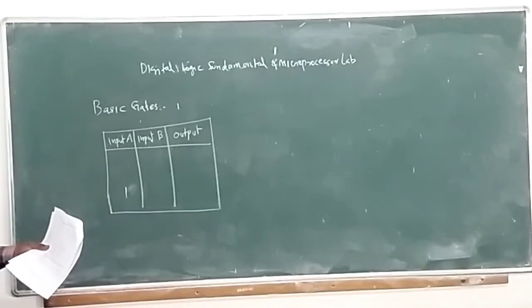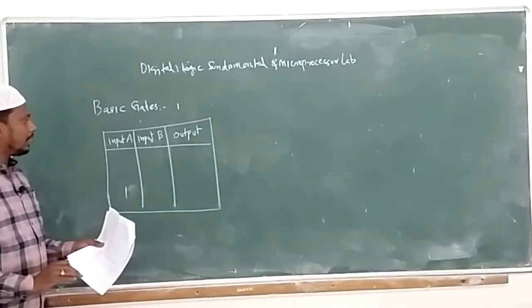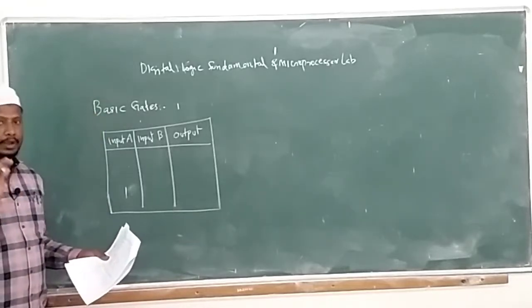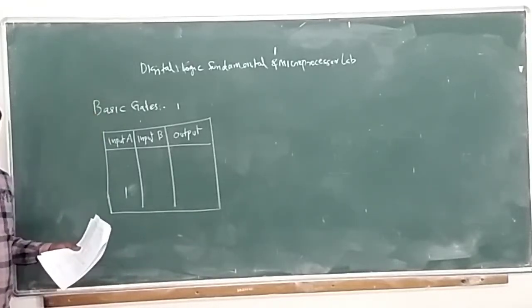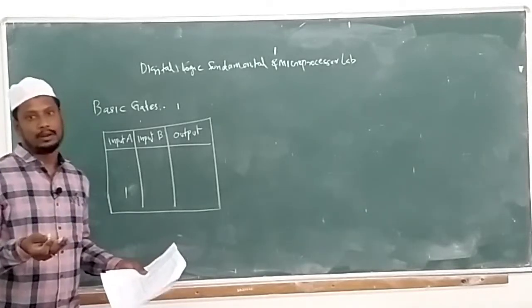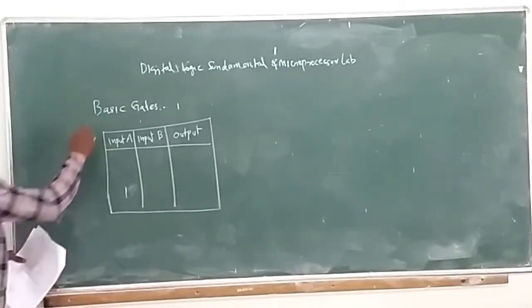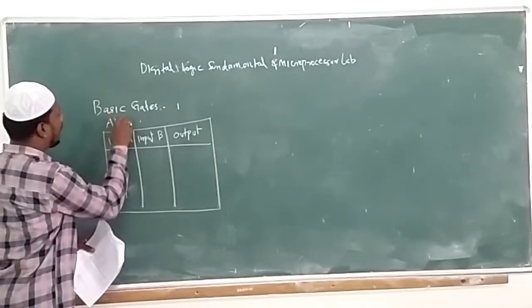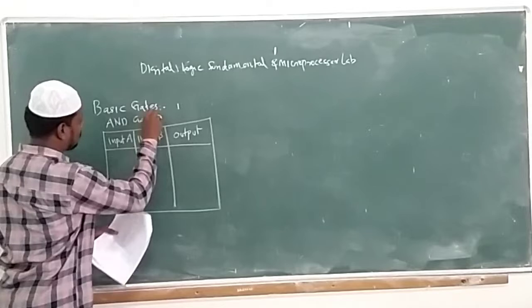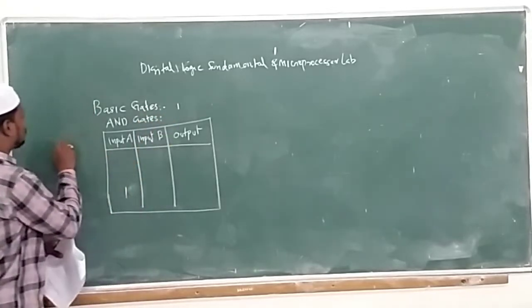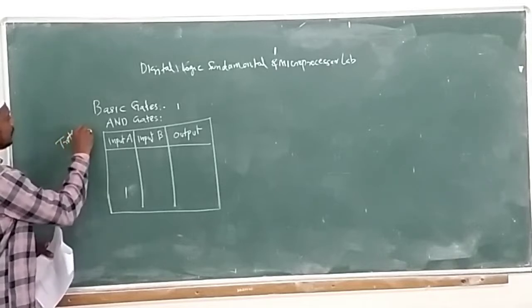The simple method is input A, input B, and the output display; the gate uses 0 and 1. 0 means off, and 1 means on. So these are the basic gates. What are the basic gates? The first one is the AND gate truth table.